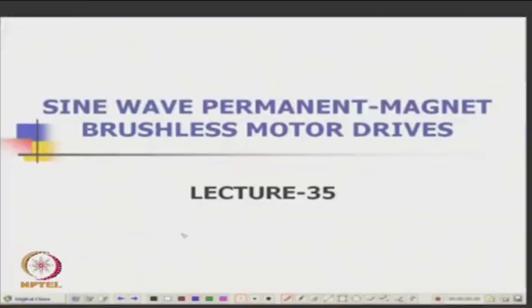Okay, we will start today's topic, which is another type of permanent magnet machine. In the last lectures, we considered that the permanent magnet machines may have different classifications or types.